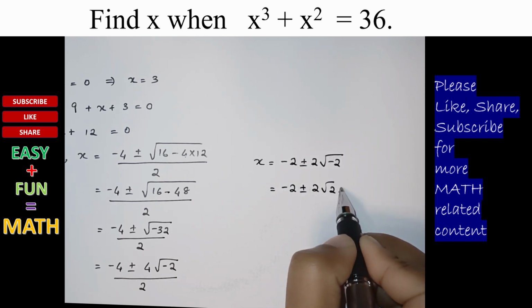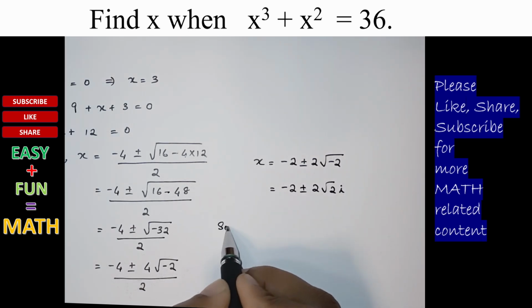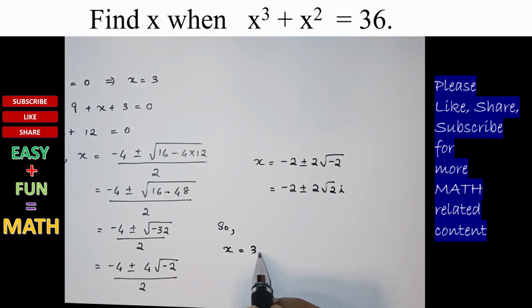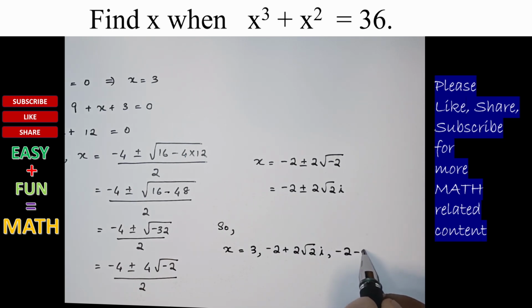So x equal to minus 2 plus or minus 2 root 2 i. So the solutions for x are 3, minus 2 plus 2 root 2 i, minus 2 minus 2 root 2 i.